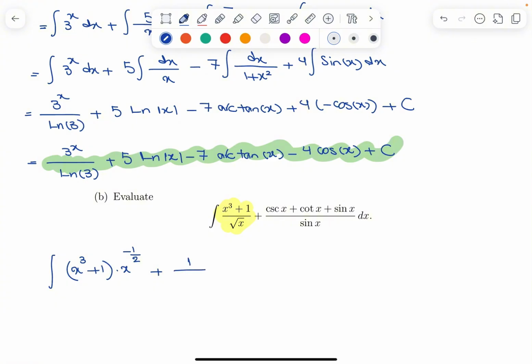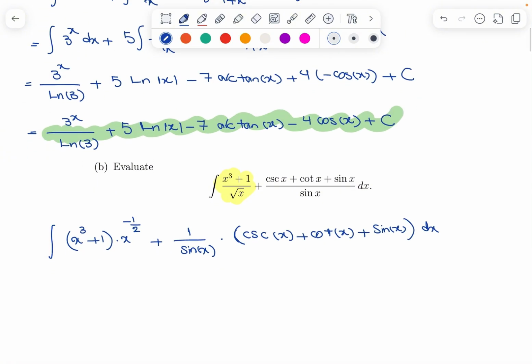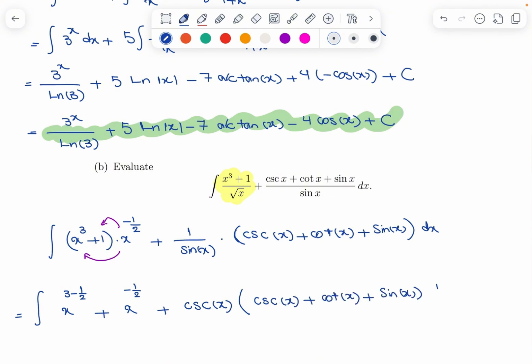You can consider this quotient as 1 divided by sine of x times cosecant of x plus cotangent of x plus sine of x. Be careful that you need to use parentheses in this case. So now, by using the distributive property, you can rewrite the first function as x^(3 minus 1/2) plus x^(-1/2) plus 1 divided by sine of x, which would be cosecant of x, multiplied by cosecant of x plus cotangent of x plus sine of x dx.